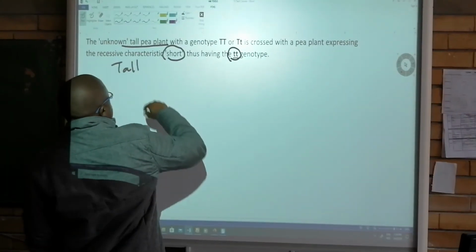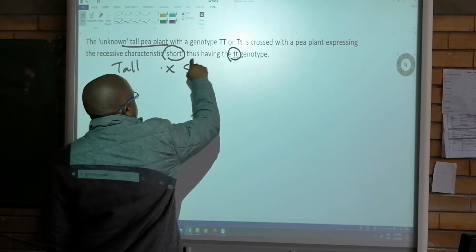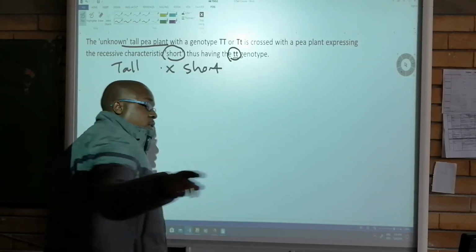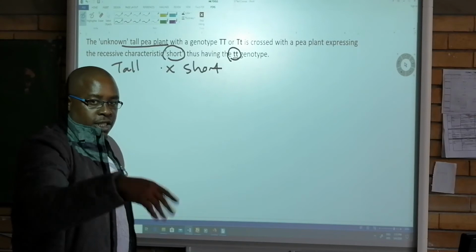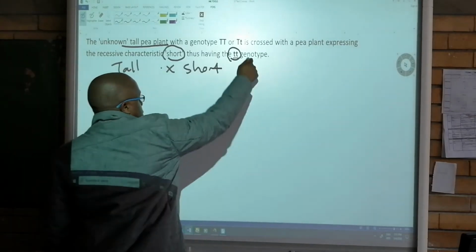We have tall here, and it's crossed with the what? With a short. Forgive me, I'm not going to do the key and what, I don't know the time, but you as a student are required to do it. Right.